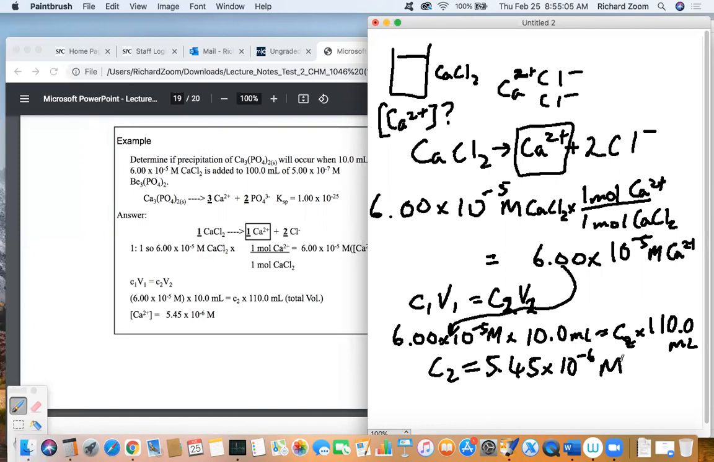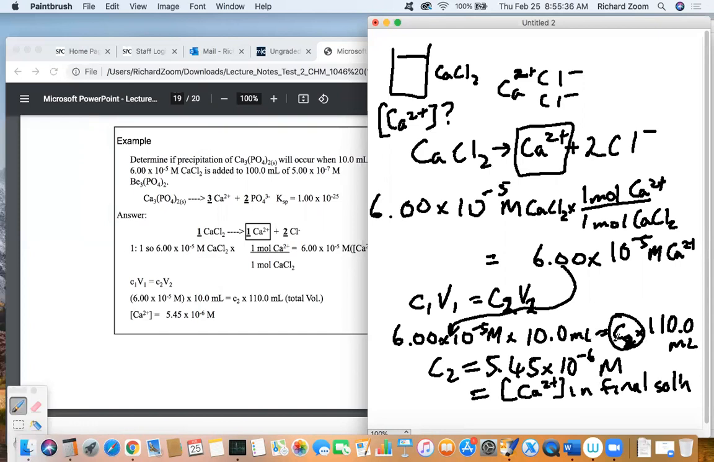Is there any questions so far? So that happens to equal the concentration of Ca2 plus in the final solution. So how did you get the 5.45 times 10 to the -6? Okay, so 6.00 times 10 to the -5 times 10 divided by 110. You see it's on the other side. We're just isolating C2. Is that all right? That's good.